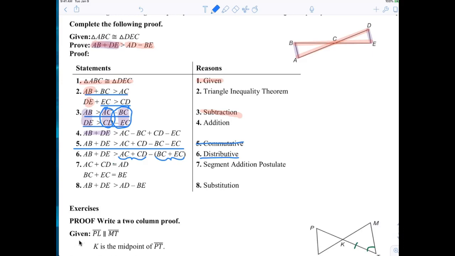Because that's exactly right. What you're doing is you're looking at this right here, the AC plus CD is equal to what? AD, and then BC plus EC equals what? BE. And he's correct. That's simply the segment addition postulate. All right? And now what are we going to do? Substitute in. All right? Because why? This part right here now, this AC plus CD becomes AD. And then BC plus EC becomes BE. And it's just a straight substitution.